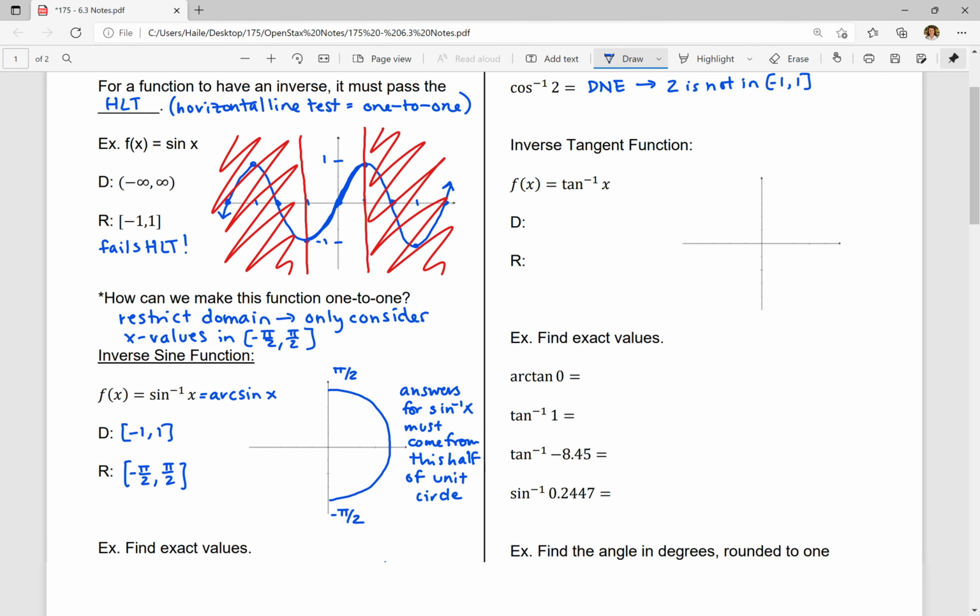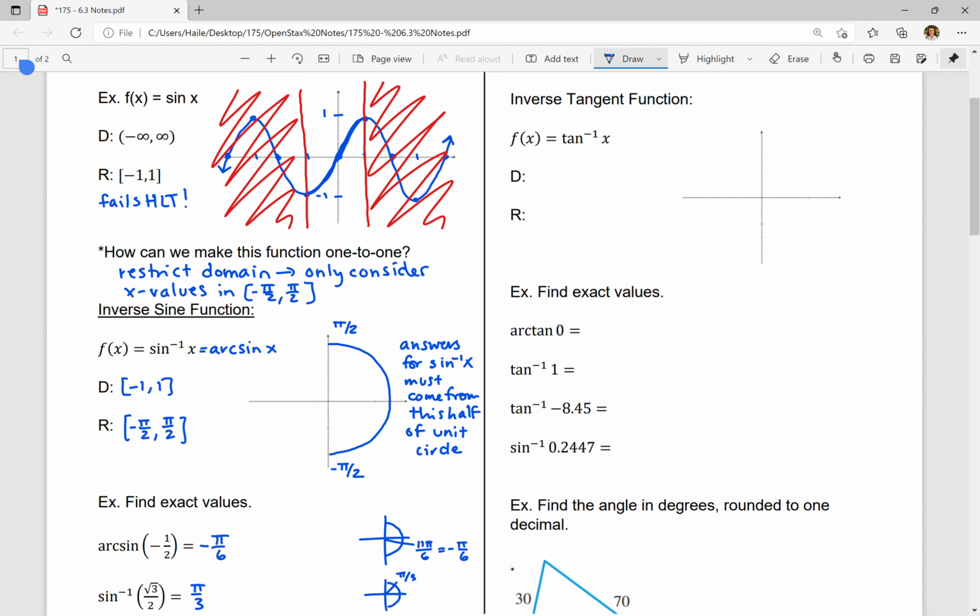Now we're going to talk about inverse tangent. This one's a little bit different. The way that we write the function is we say f of x is equal to tan inverse of x. So we, again, use that little exponent of -1. And another way you might see this written is arc tan of x.